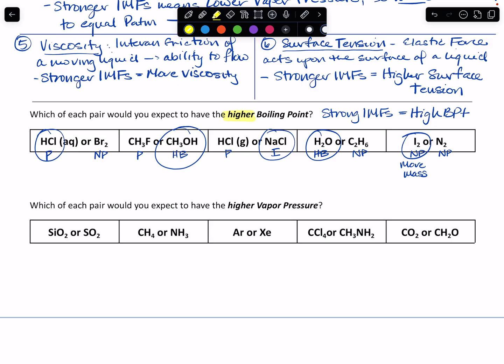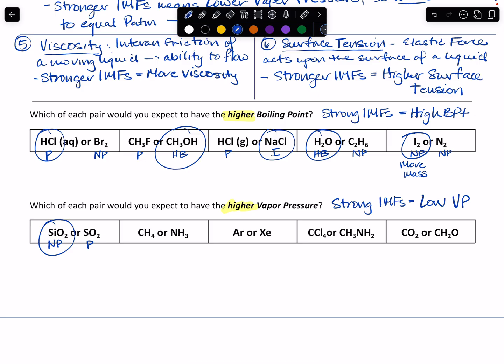All right, next, which of each pair would you expect to have the higher vapor pressure? All right, well, I know that strong IMFs equals low vapor pressure. Because remember, the stronger the IMFs, the more condensed the state tends to be, the less vapor we're going to have. So we're going to have less vapor, which means less vapor pressure. So I'm going to be looking for the weaker of these pairs for the higher vapor pressure. All right, so SiO2 is non-polar, SO2 is polar, so it's going to be my non-polar SiO2.